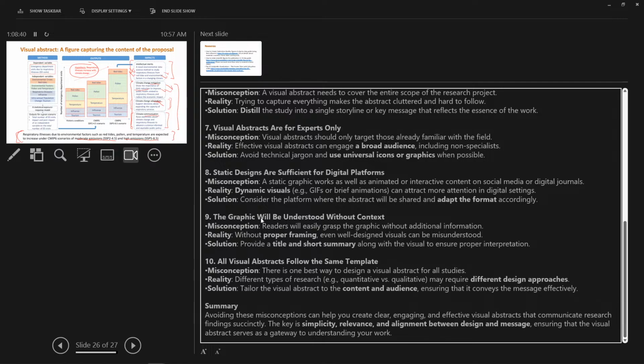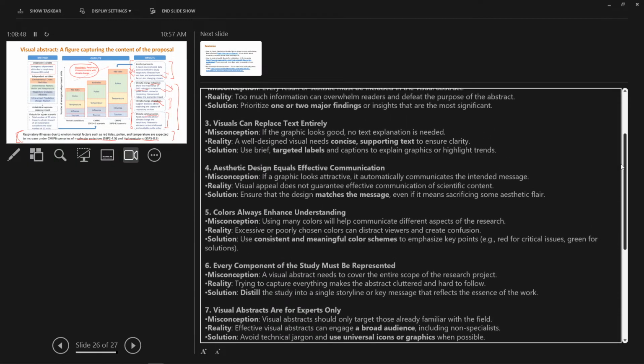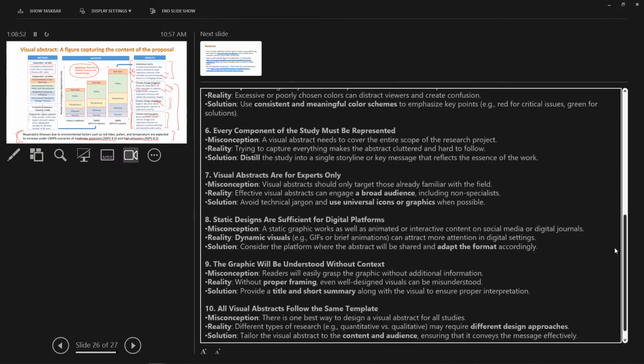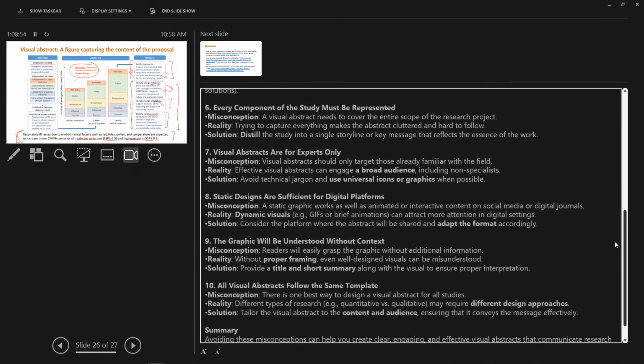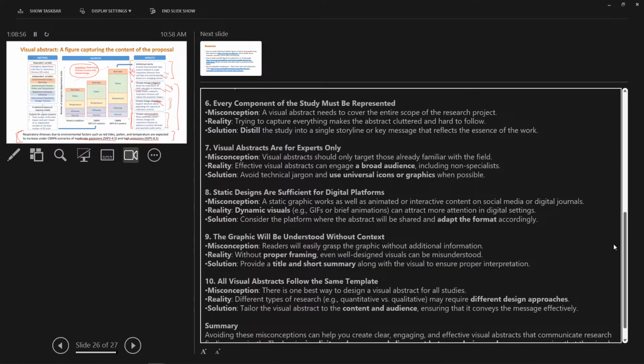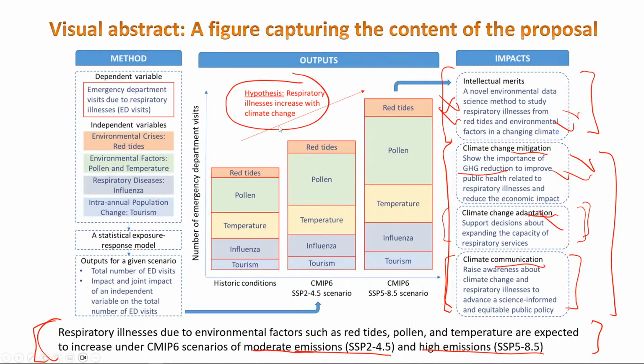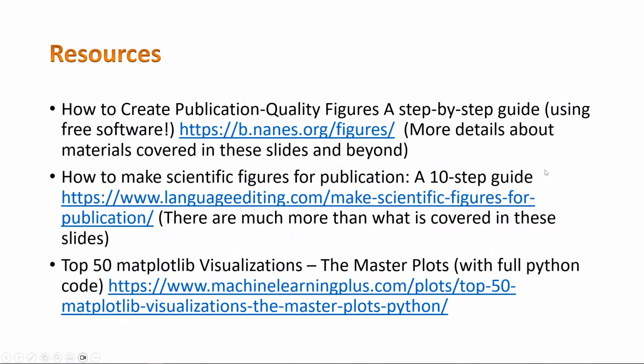The graphic will be understood without context. That's a misconception. All visual abstracts follow the same template. That's a misconception. Yeah. So you can just pause the video and read through this. And let me change back to here. You'll find this in the text. If you download your slides, these are all in the notes of the slide.